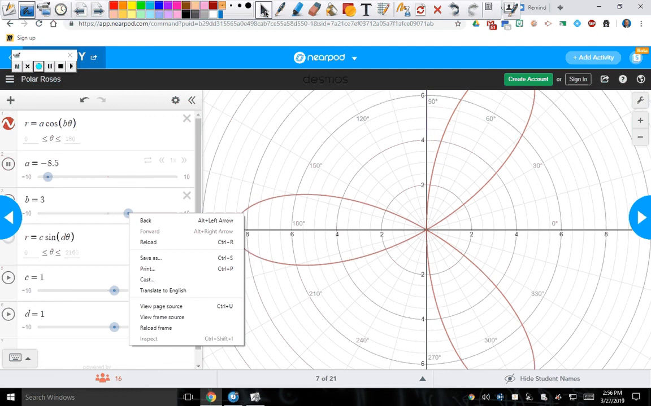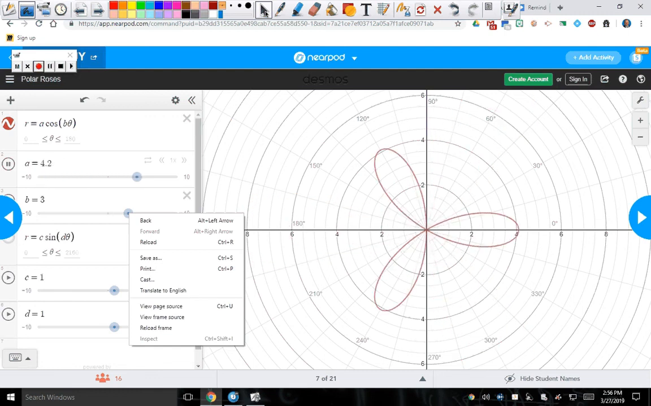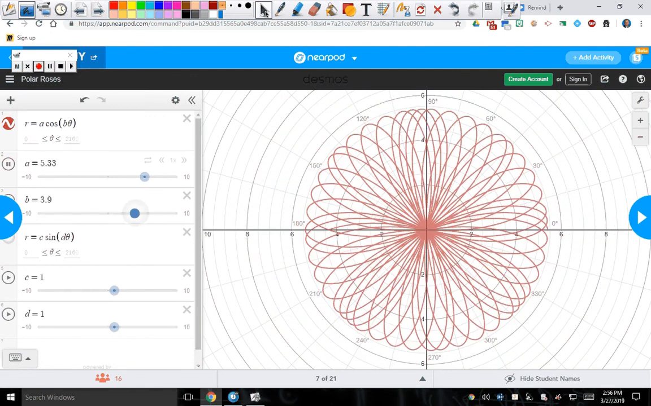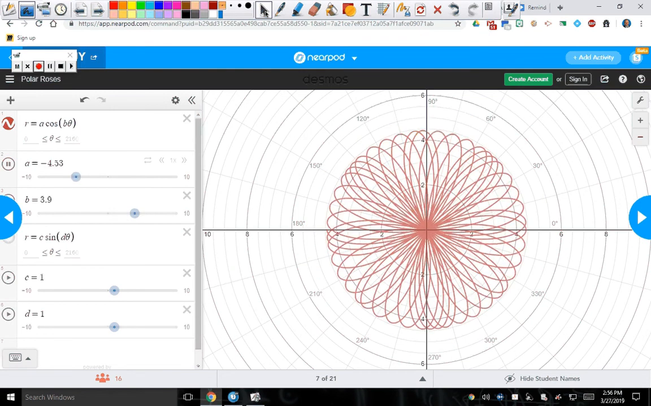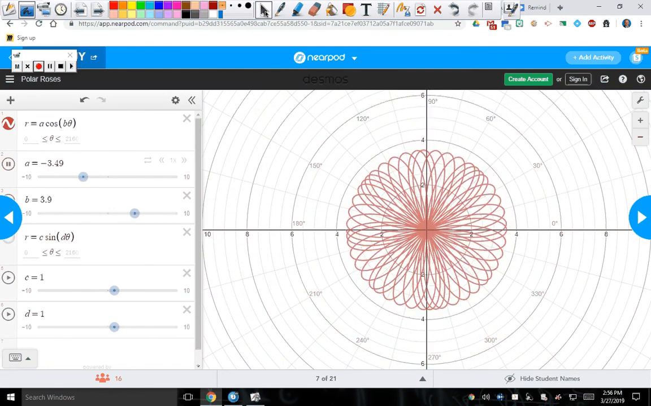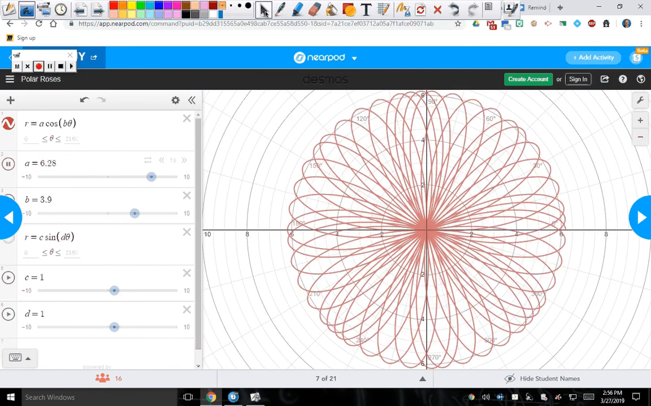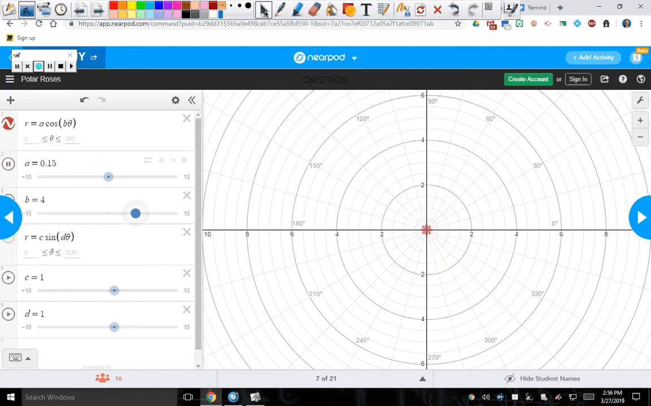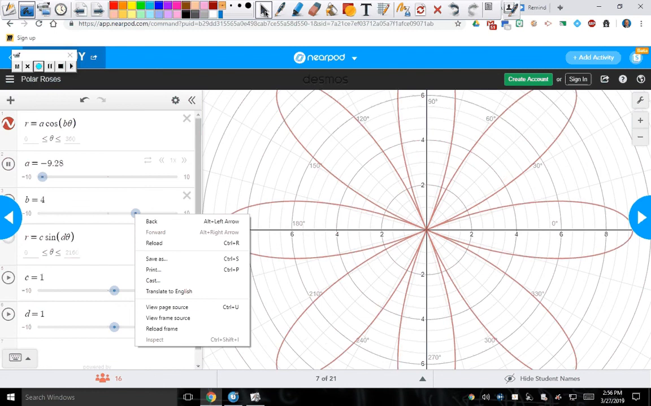Wow. You have 3. Oh, what happened? If you have 4. Whoa, what is going on? All kinds of crazy stuff. Wow. Right? But look, we gotta do full integers. There we go, that's cleaning it up.